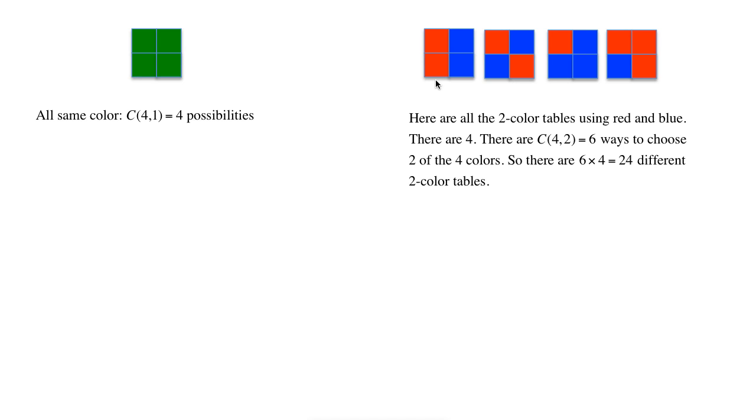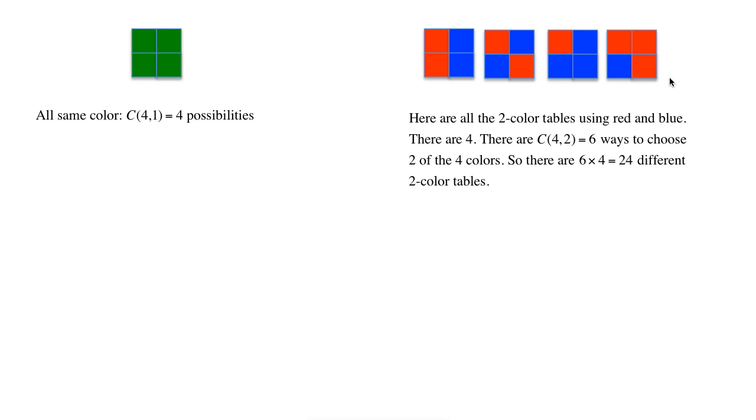You can, of course, rotate this table and make it look different, but it's still the same table. So you've got these 2 tables that can be made using 2 tiles of each color. And you've got these 2 tables that can be made using 3 of one color and 1 of the other color. So this is really all the tables you can make out of red and blue.